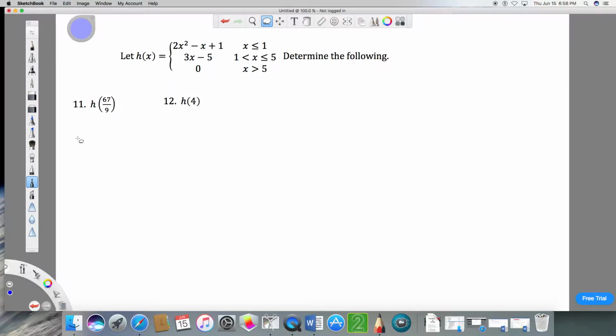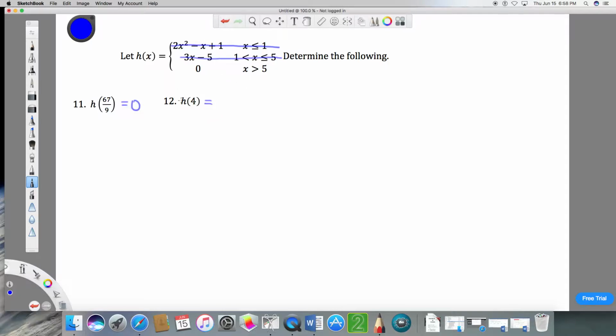To evaluate h when x is 67 over 9, I have to determine which of these 3 equations I'm going to use. I can't use them all at the same time. I know that 63 divided by 9 is 7, so this is a little bit bigger than 7. So I know that I'm not going to use the top one because this x is not less than or equal to 1. I know that x is bigger than 5. So my answer for number 11, the output is always 0 if your input is bigger than 5.